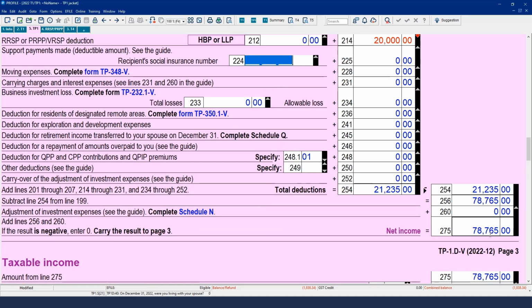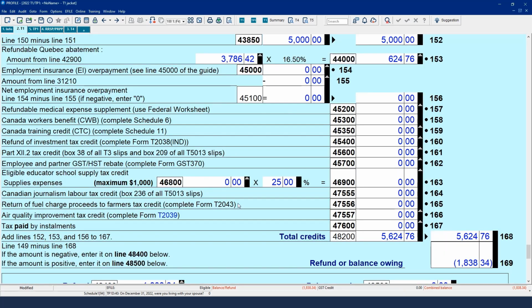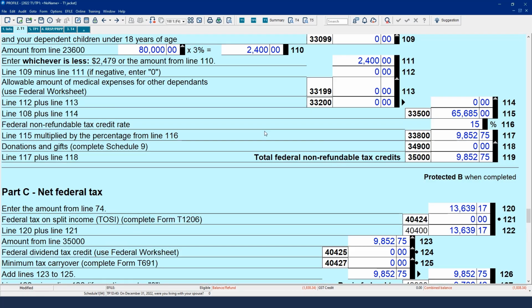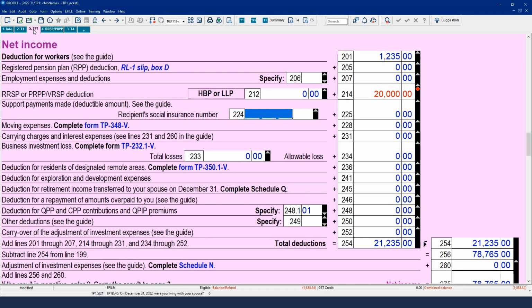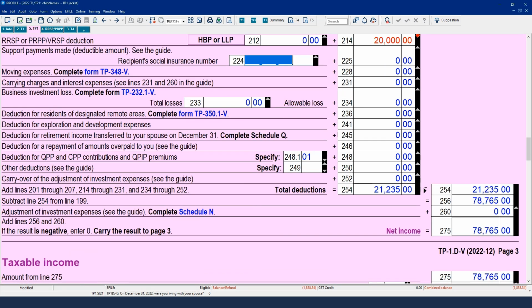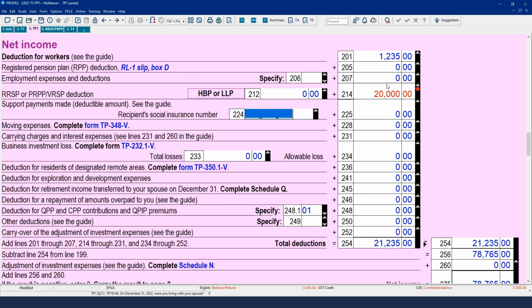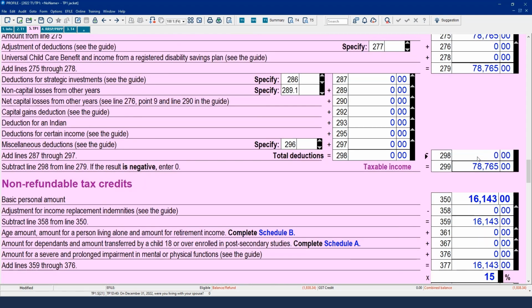So this time my net income is 78,000, federally my net income was 80,000. So as you can see, the calculations are different. Remember the non-refundable tax credit, the T1 here. CRA has a non-refundable tax credit of 1287 in the non-refundable tax credits, while Revenue Quebec puts it as a deduction over here at 1235. So it goes and reduces your net income. Instead of being a credit that goes against your taxes owing, it's actually a deduction towards your income and leaves you with less net income. Therefore, it will leave you with less taxable income. So my taxable income is 78,765 instead of 80,000 compared federally.